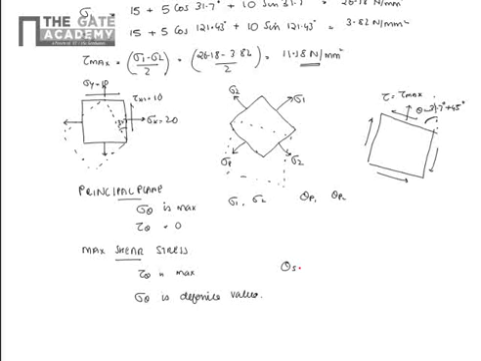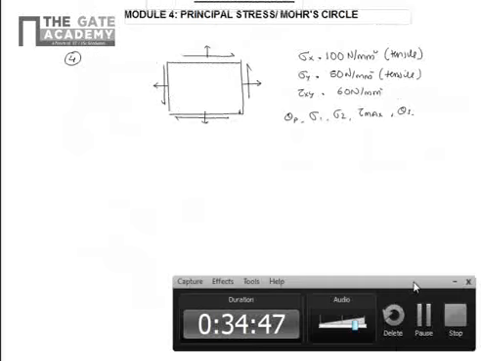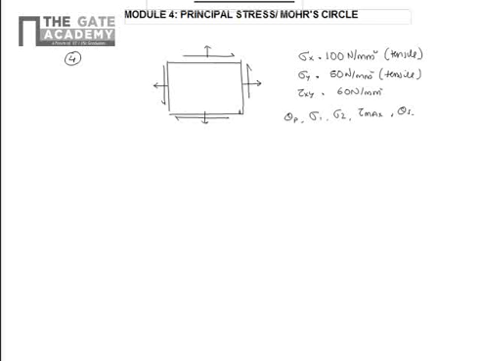We will see one more illustration of this principal stress. Now we will take another example where sigma x, sigma y and tau xy are given, and we have to find the principal stress plane or principal plane, maximum shear stress and the maximum shear stress plane. So sigma x is given by 100, sigma y is 50, tau xy is 60. This is also a direct substitution of the stress values.